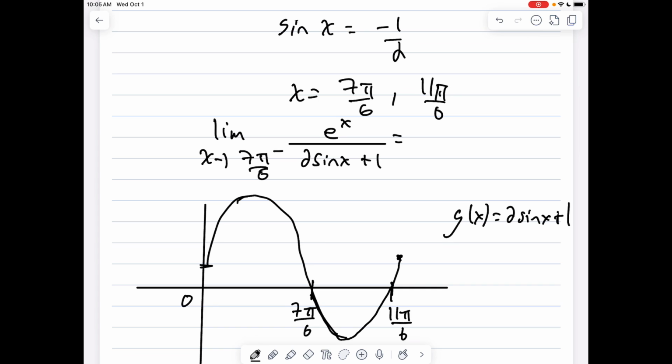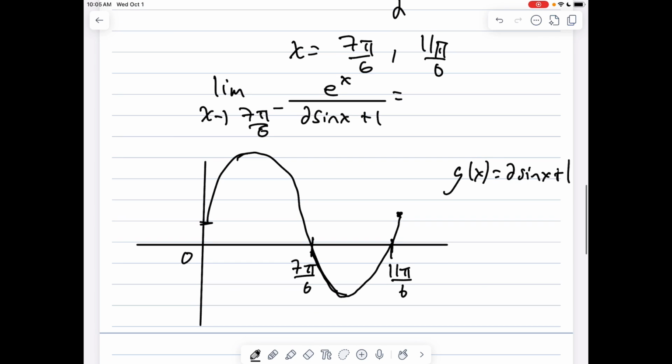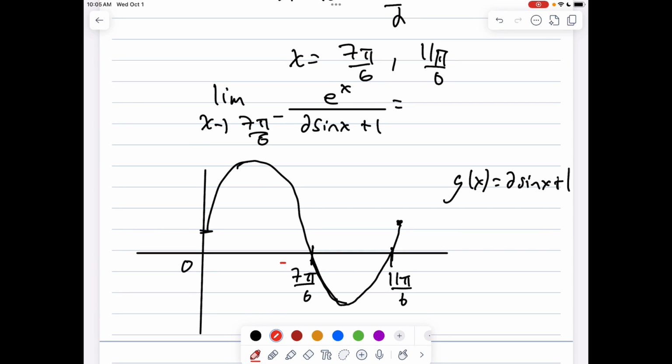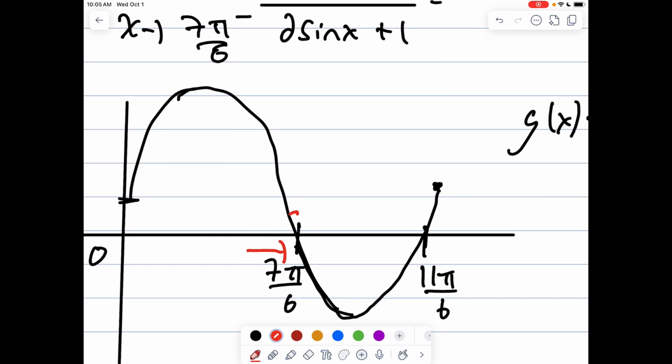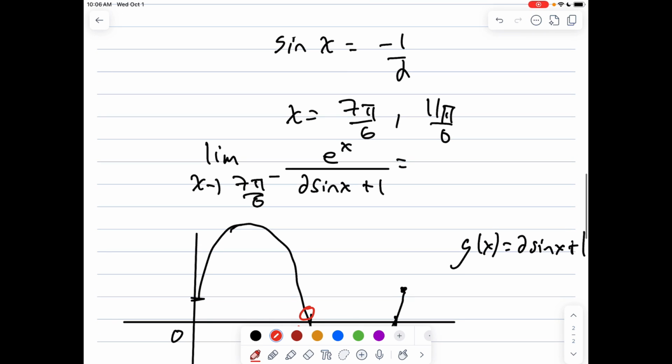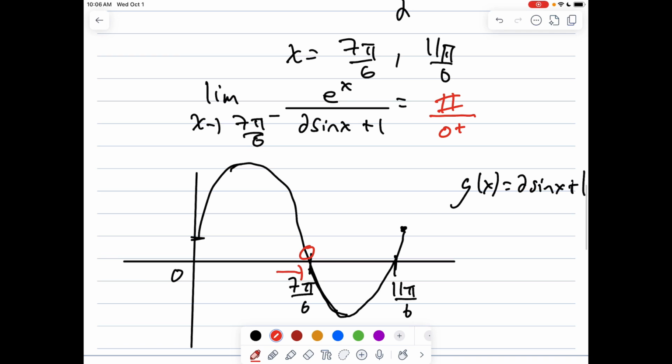So how do I approach this? Well, a couple ways of doing this. You can do this analytically, looking at numbers, or I can look at this graph as well. Now, as you approach 7 pi over 6 from the left, you're coming in this direction. 2 sine x plus 1 gets really close to 0, but if you notice, these numbers get close to 0, but they're still positive. So on the bottom it looks like numbers that are close to 0 and positive, and on the top you have whatever e to the 7 pi over 6 is, some number.